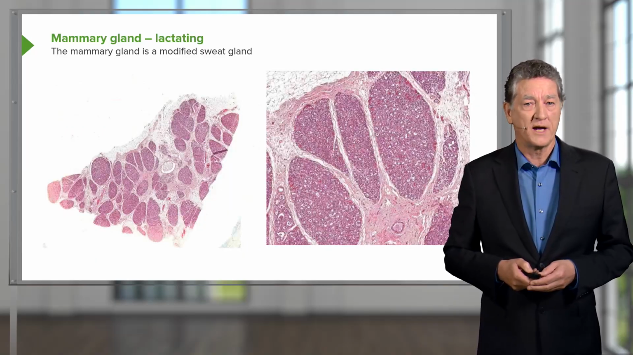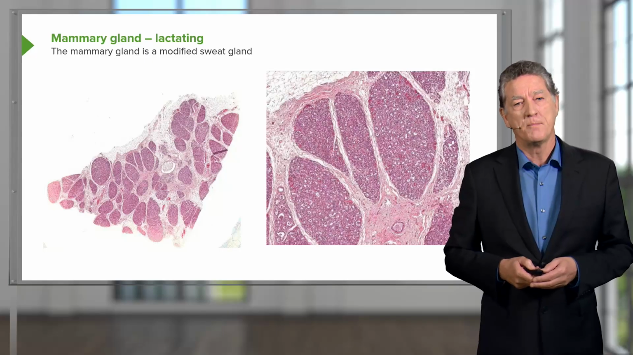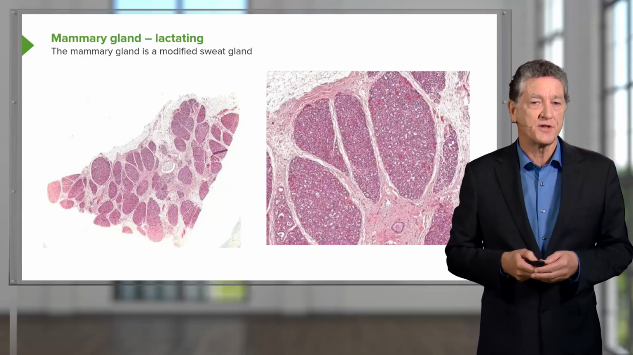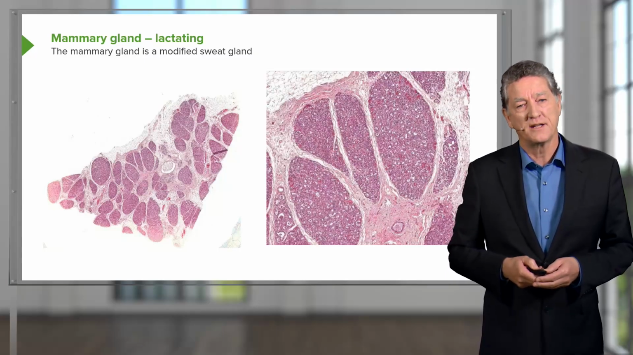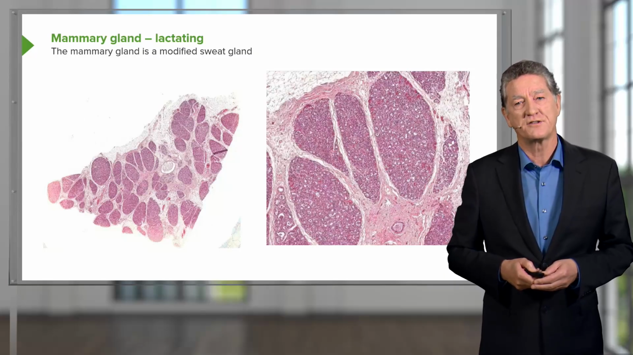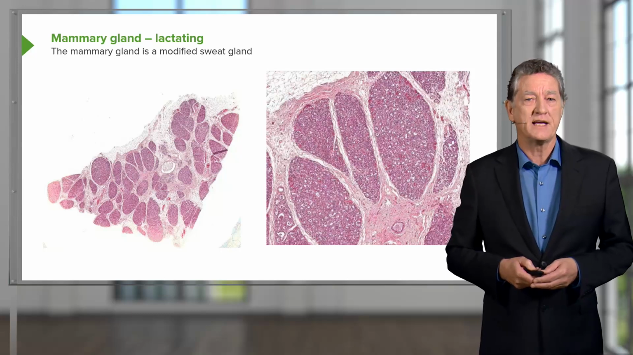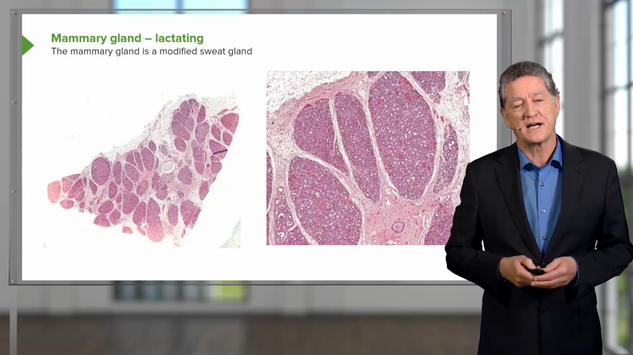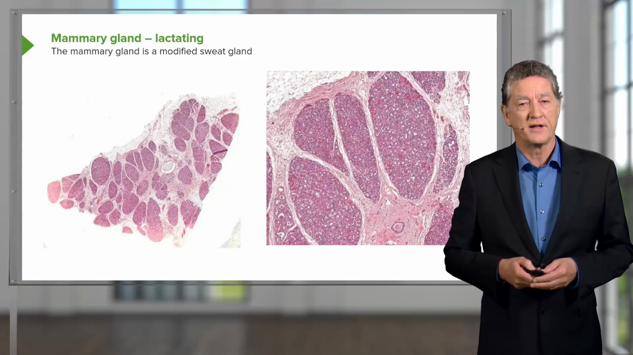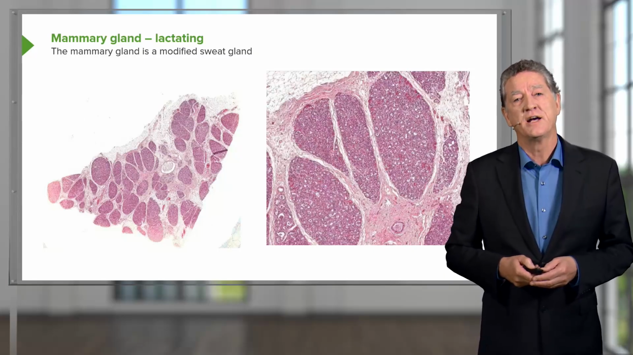On this section at low power, you start to see a number of lobules forming. These are individual modified apocrine sweat glands, each with their own duct system, each opening through the lactiferous ducts out into the nipple. Under high magnification on the right-hand side, you can see some details of each lobule. All those secretory units are really just growth of these terminal ducts that remain in the non-lactating breast, which have gone through this growth and transformation into secretory units under the influence of various hormones.